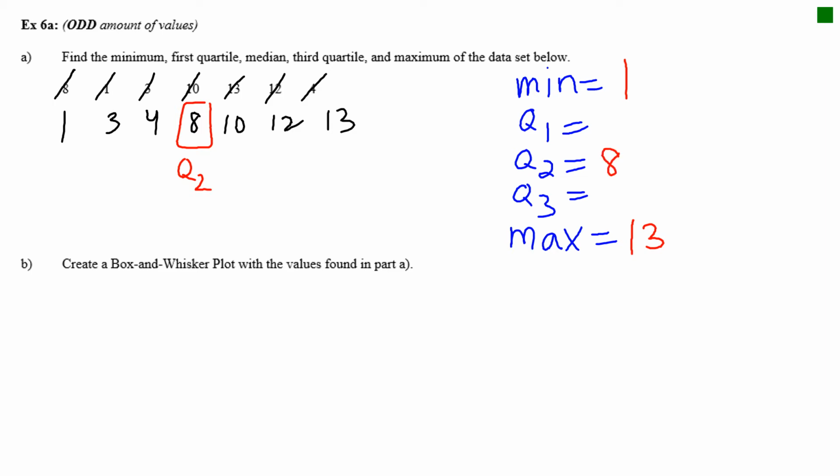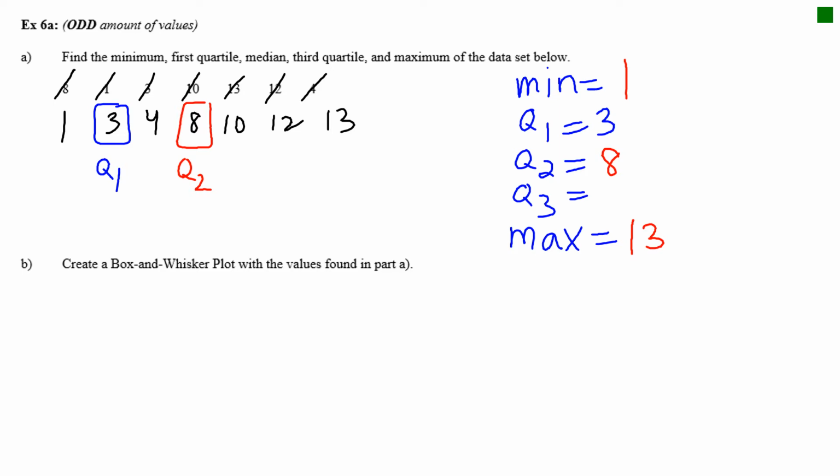Now, our first quartile, Q1, is the median of the lower half. So ignoring 8, 10, 12, and 13, looking at only the numbers on the left, 1, 3, and 4, you cross out 1, you cross out 4. 3 is going to be in the middle. So 3 will be our first quartile, our median of the lower half. So we'll put that over here.